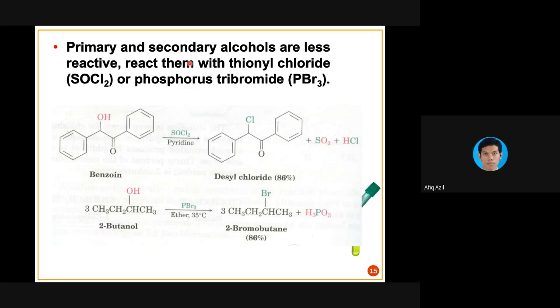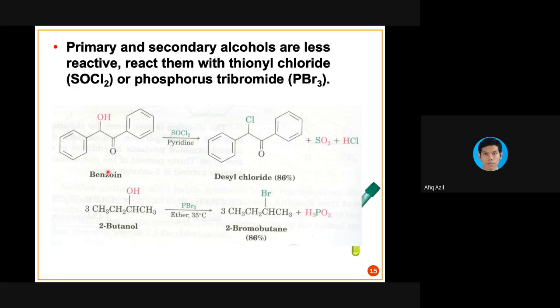For primary and secondary alcohol, they are less reactive, okay? But then again, you can still react them with thionyl chloride. So which is thionyl chloride? This one, which is SOCl2. Or you can also use phosphorus tribromide, okay, which is PBr3, phosphorus tribromide.